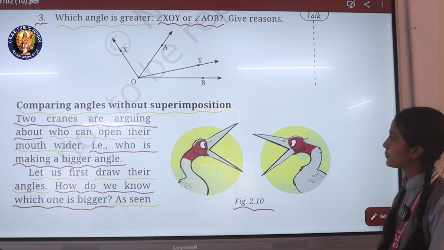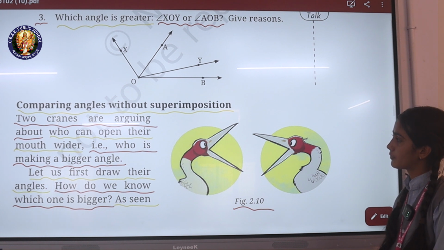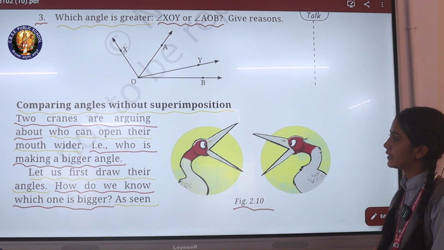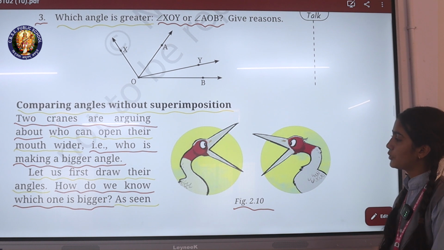Comparing angles without superimposition. Two cranes are arguing about who can open their mouth wider. Dad, who is making a bigger angle? Let us first draw the angles. How do we know which one is bigger? As seen in Figure 2.10.